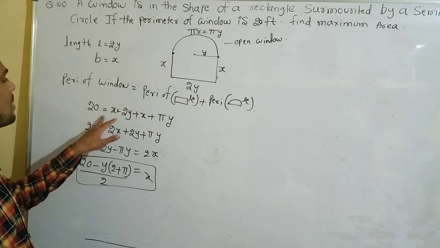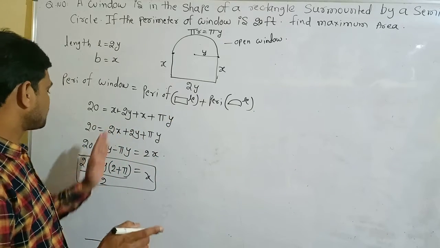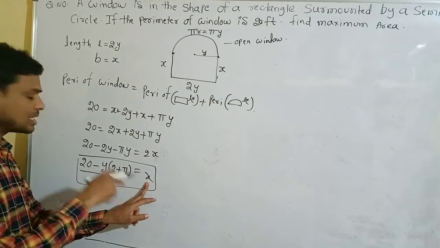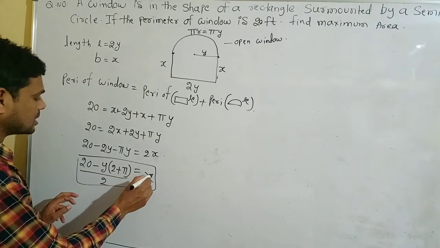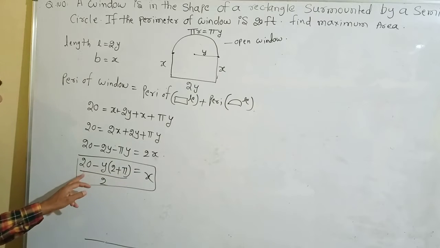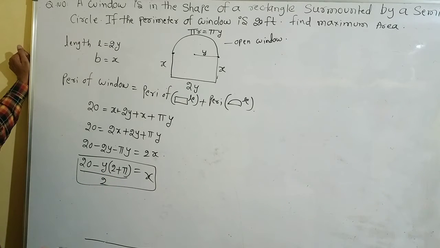Here actually there are two variables in the perimeter. These two variables are converted to one variable. Here x is in terms of only one variable, in terms of y. That is, x, the width, equal to (20 minus y(2 plus pi)) by 2. That is x, got it.